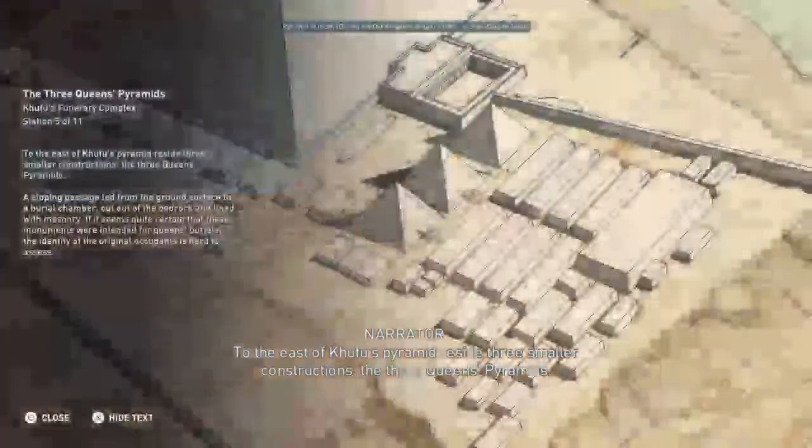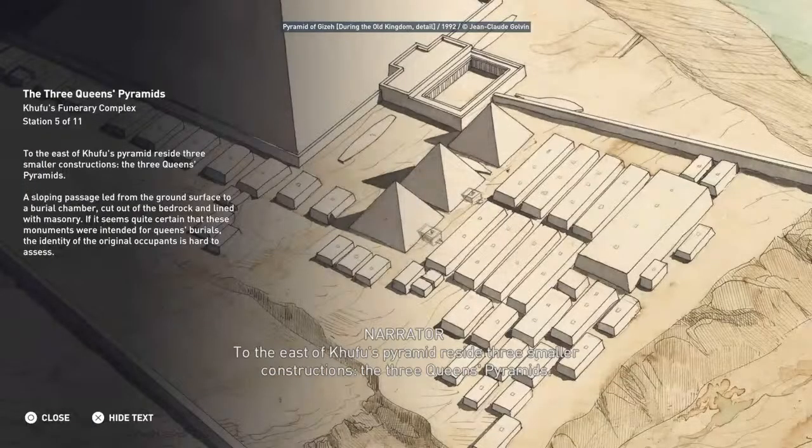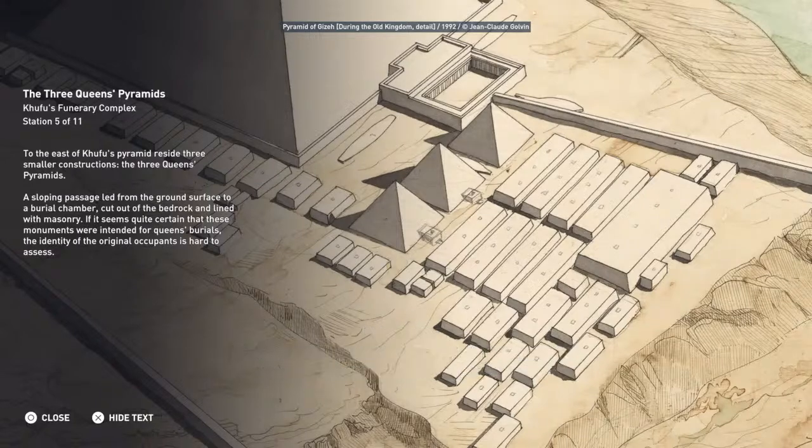To the east of Khufu's pyramid reside three smaller constructions, the three Queens' Pyramids. A sloping passage led from the ground surface to a burial chamber, cut out of the bedrock and lined with masonry. If it seems quite certain that these monuments were intended for Queens' burials, the identity of the original occupants is hard to assess.